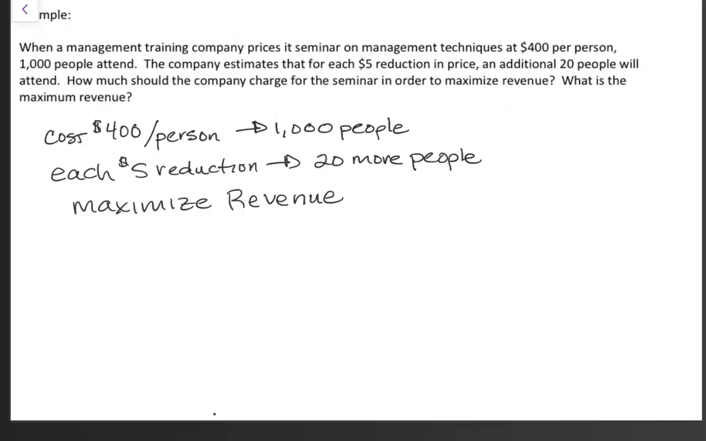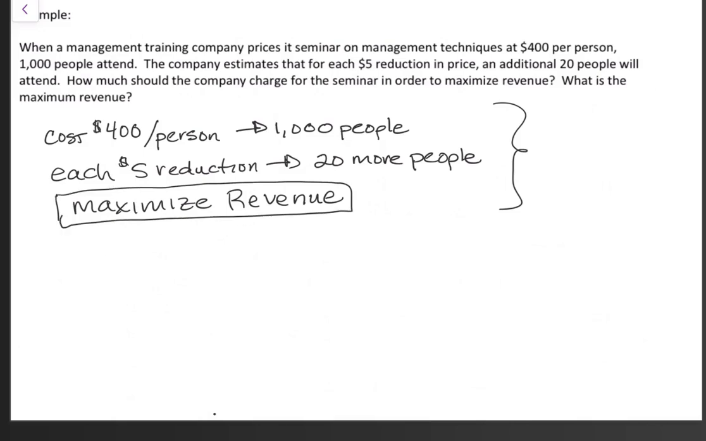So just jotting all of that down, now I know I can come back to this information as opposed to having to go back into the word problem and start reading through it all again. So the most important thing right now is we know what we're trying to maximize or minimize. We want to maximize revenue, which means that's the function that I need to create.